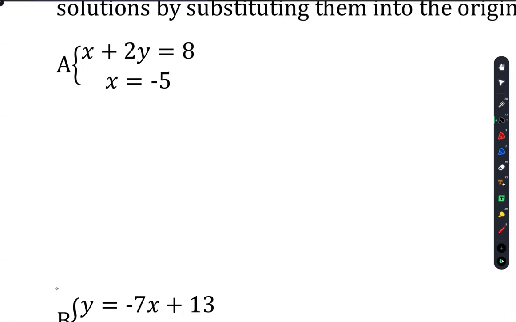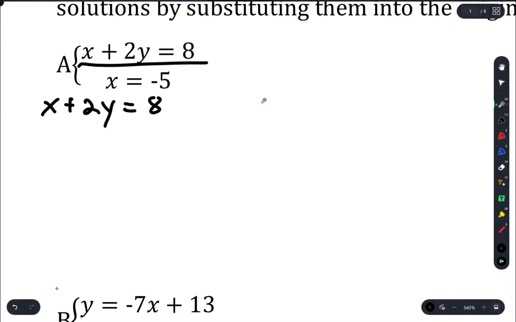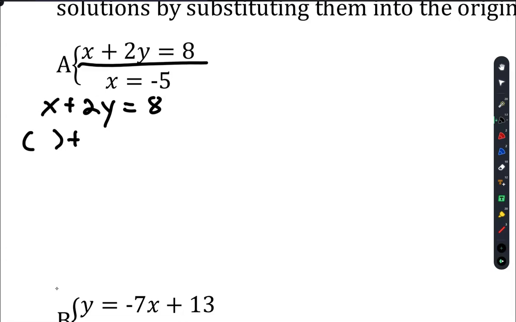I'm going to start with this first equation here. x plus 2y is equal to 8. I want to substitute the x because I know that x is equal to negative 5. It says right here x is equal to negative 5. So I'm going to substitute that. I'm going to put parentheses right here to fill in for that x, and what goes into that x is this negative 5. So I'm putting negative 5 right here.